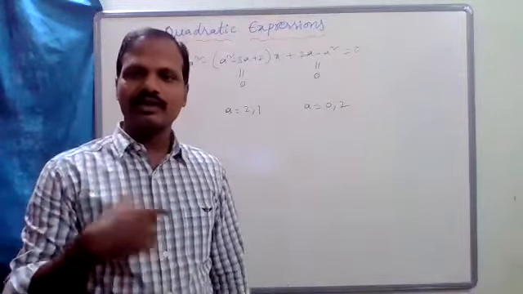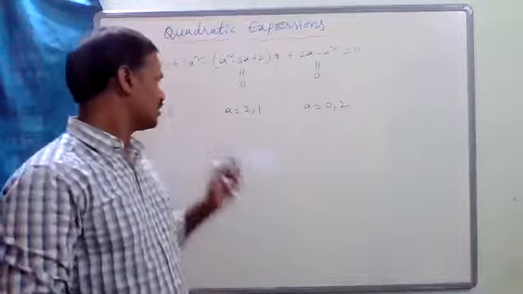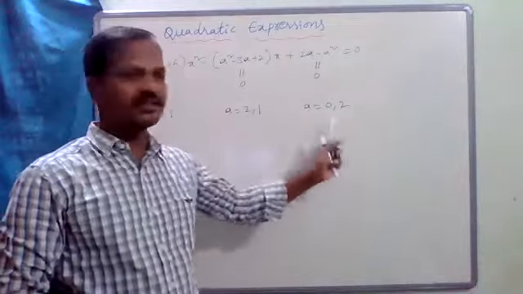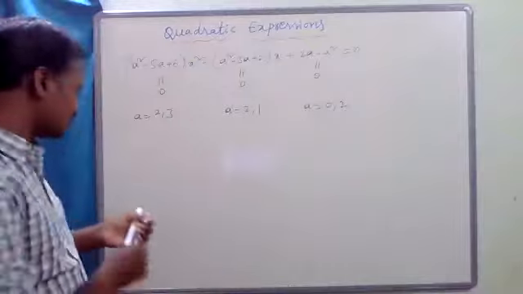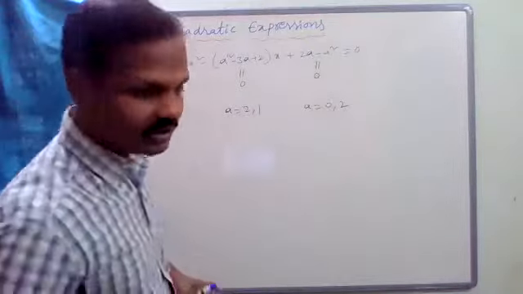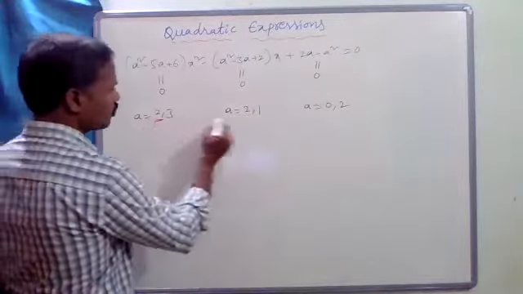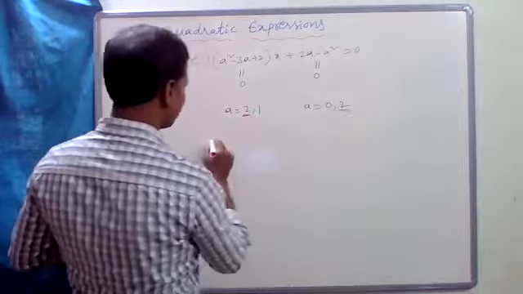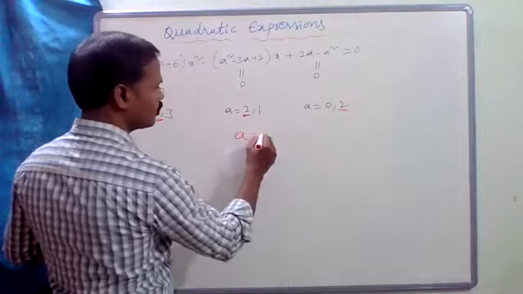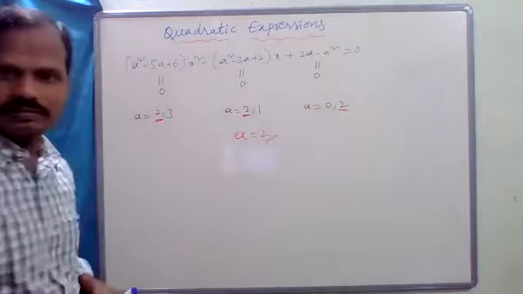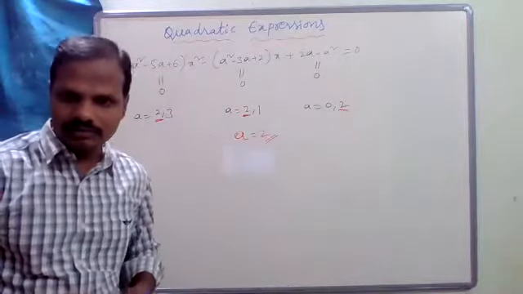That means you must take intersection, because this and this and this. So what is the common value? The common value is 2. So therefore, A equal to 2. So that is the answer.